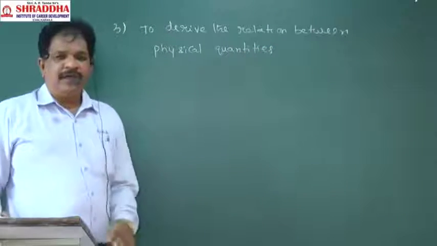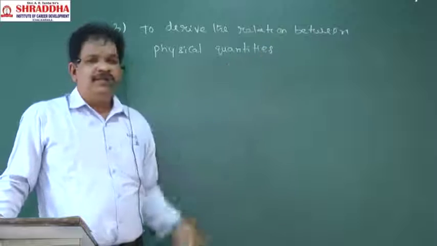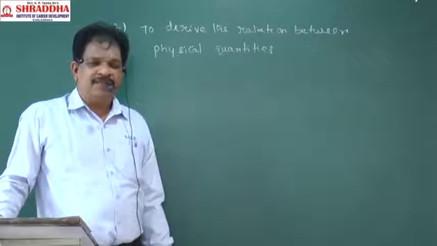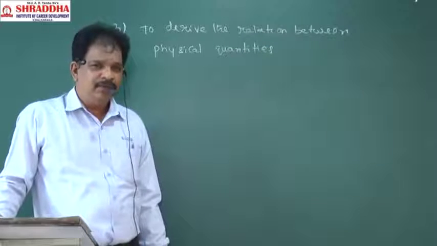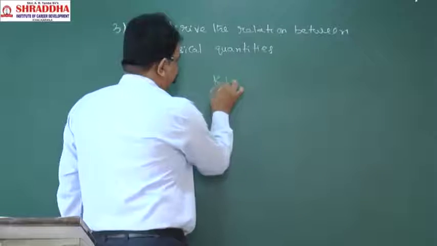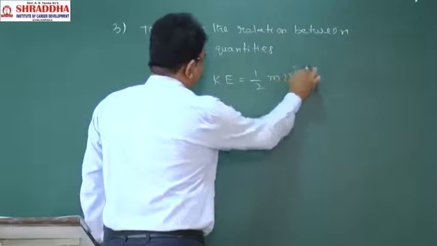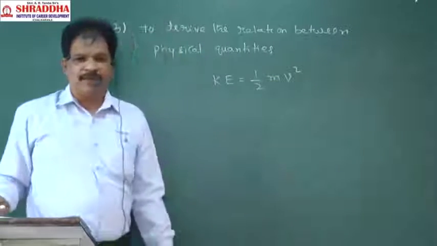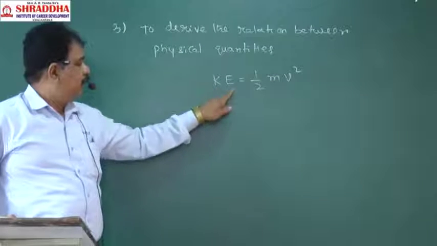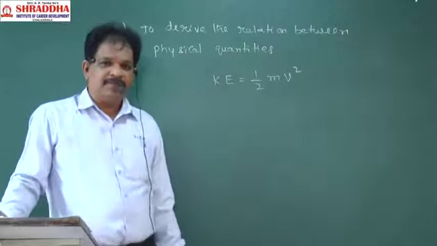To derive the relation between physical quantities, this dimensional analysis will be useful. Okay, how it will be there, see. Kinetic energy formula, already you know it as half mv square. This we can derive using dimensional analysis.